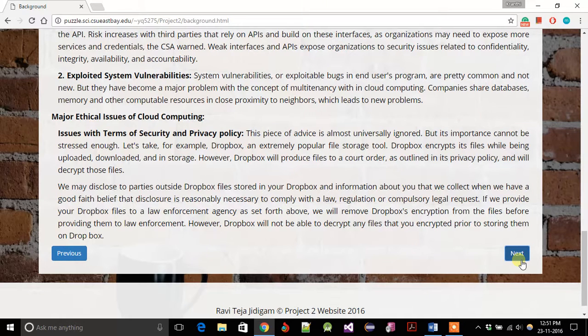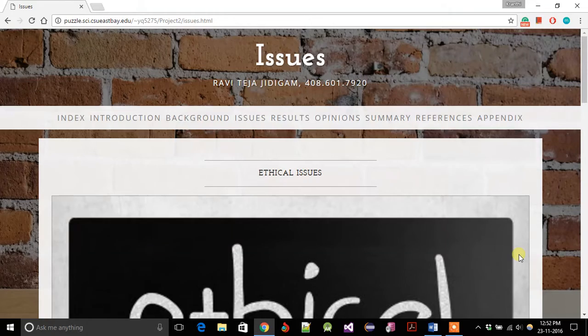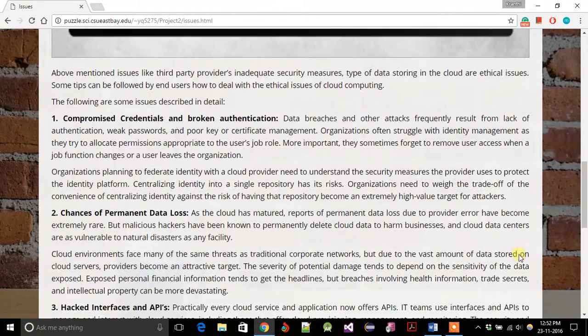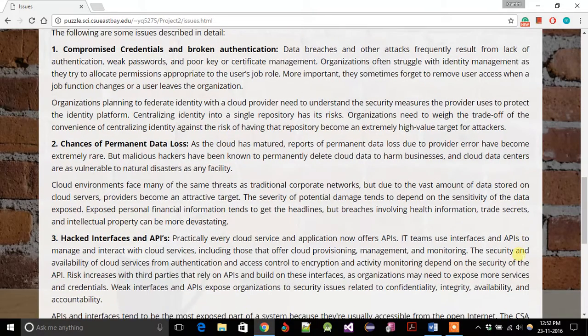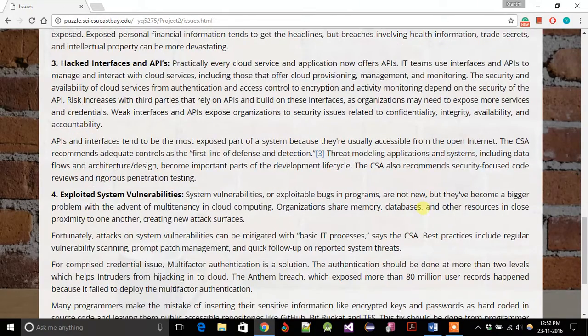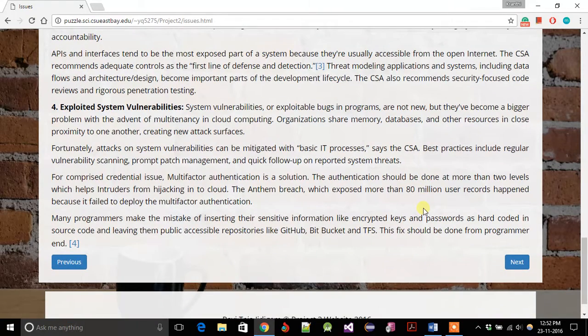Next, we jump to the issues page. Here we can find the detailed description of the issues mentioned in the background page, with scenarios describing what has happened in the past. I gave a couple of examples showing it happened with major companies like Twitter, where you can find the details.